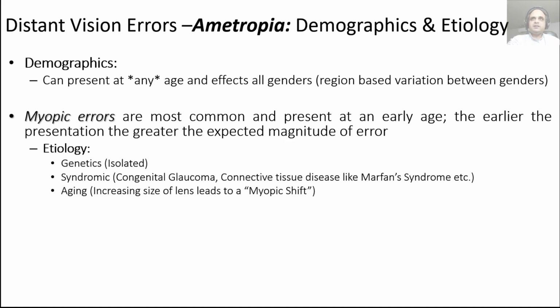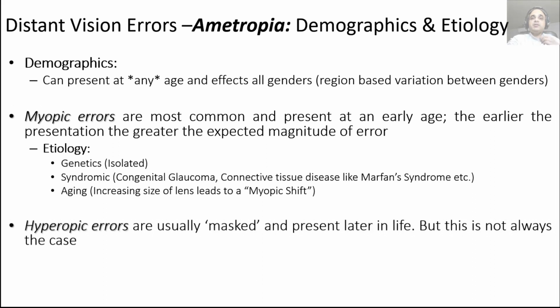It's called myopic shift. It's also called second sight. And we'll talk about it when we talk about refractive errors. Hypermetropic errors are usually masked and they present later in life. How are they masked? Why are they masked? We'll talk about it. But this is not true for every case. It is possible for hypermetropic errors to present at a younger age, especially if their magnitude is really high. Their genetics, their etiology hasn't really been that well studied. Genetics might have a role, but really there is nothing definite that's been documented as of when this video is being recorded.